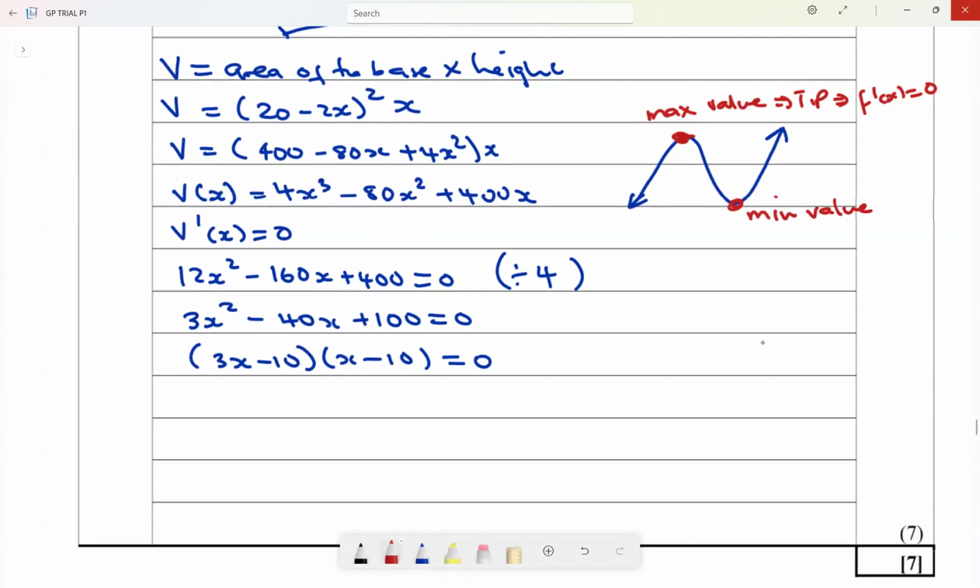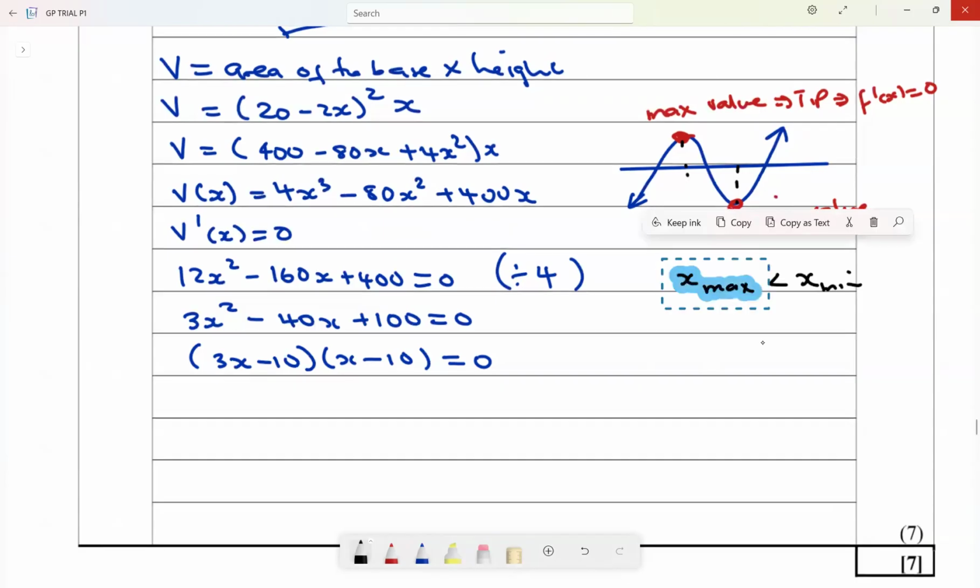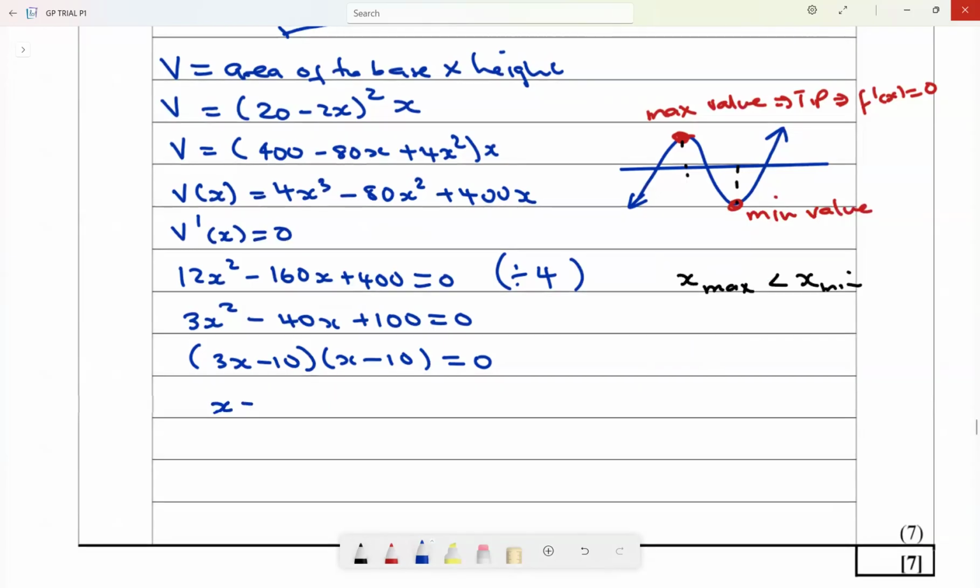Can we see that in this function, the x coordinate of the maximum value should be less than the x coordinate of the minimum value? Why am I saying that? The x coordinate here is less than the x coordinate there. So the one that is going to result in y maximum is the x. Okay, I'm going to come to that. Let's find these ones. x is equal to 10 divided by 3, or x is equal to 10.